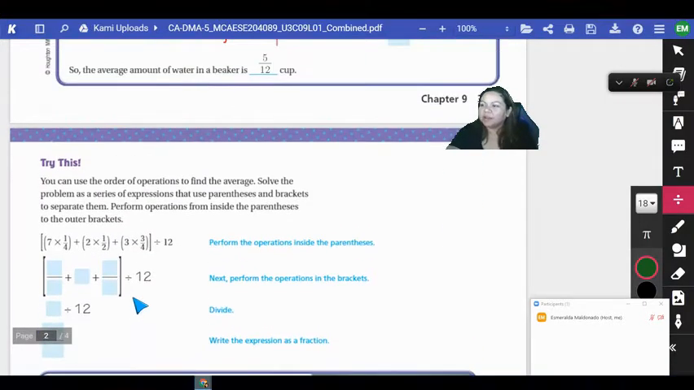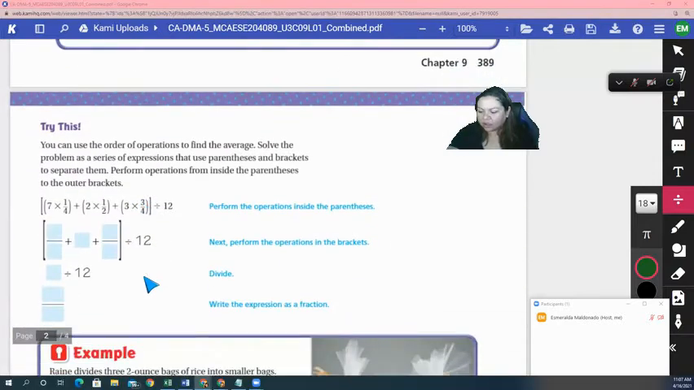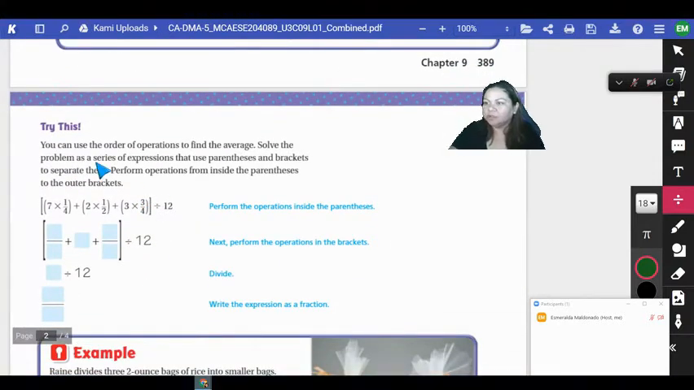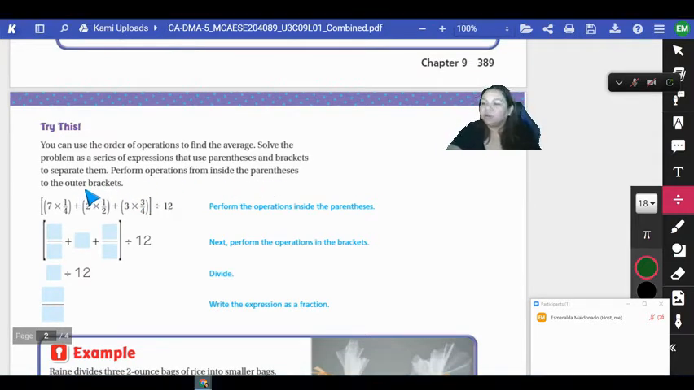But before we do that, let's take a look at this tip from our book. It says you can use the order of operations to find the average. Solve the problems as a series of expressions that use parentheses and brackets to separate them. Perform operations from inside the parentheses to the outer brackets.